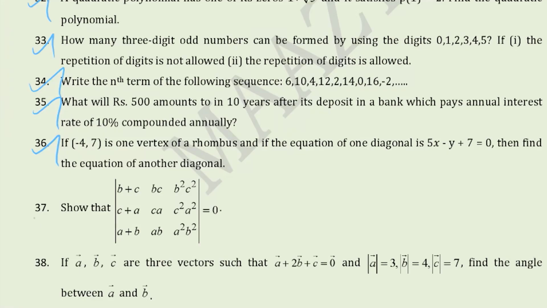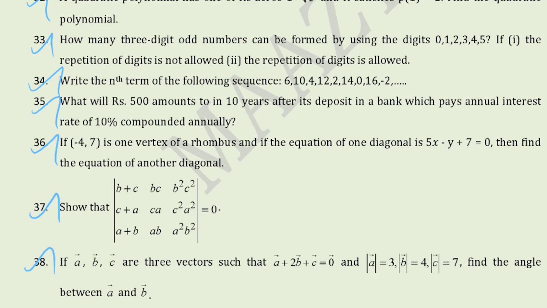And the next question is from chapter 7, where we have to prove that the given determinant equals 0. And question number 38: three vectors a vector, b vector, c vector are given, with a vector plus 2b vector plus c vector equal to 0 vector, and modulus of a vector equal to 3, modulus of b vector equal to 4 and modulus of c vector equal to 7. Using these values we have to find the angle between a vector and b vector.